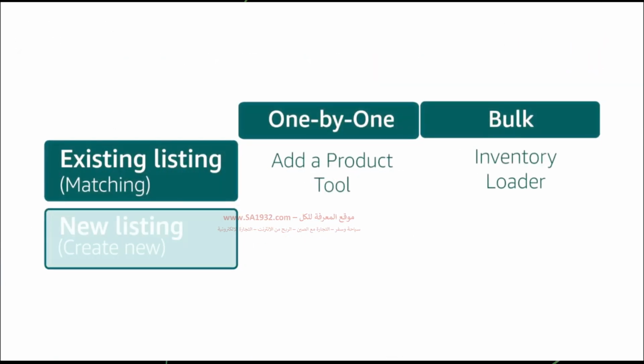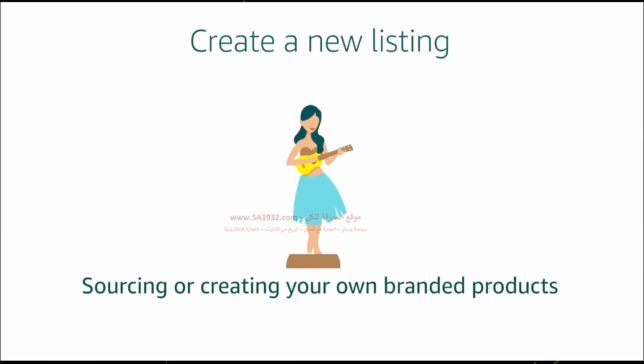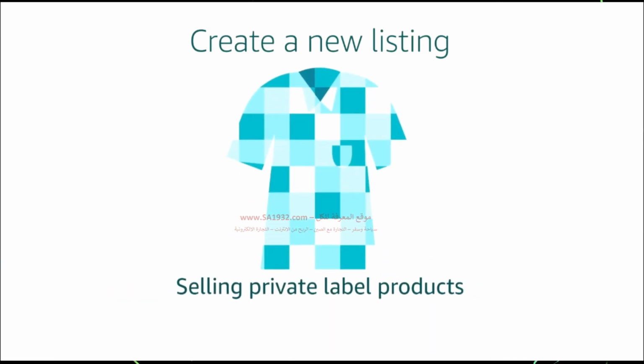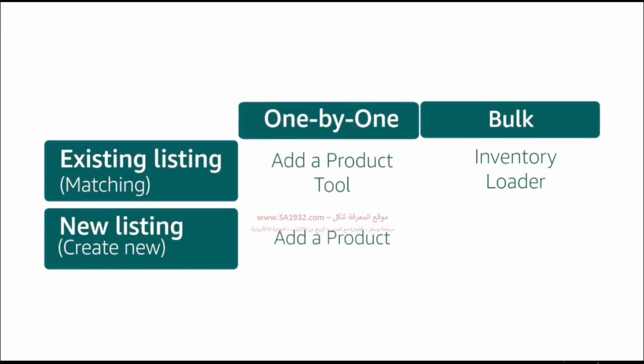Now let's learn when to create a new listing. New listings are necessary when: 1. You are sourcing or creating your own branded products. 2. You are selling private label products. 3. You are trying to list a product that is not present in Amazon's catalog. The creation of the detail page depends on how many items you want to list at one time.